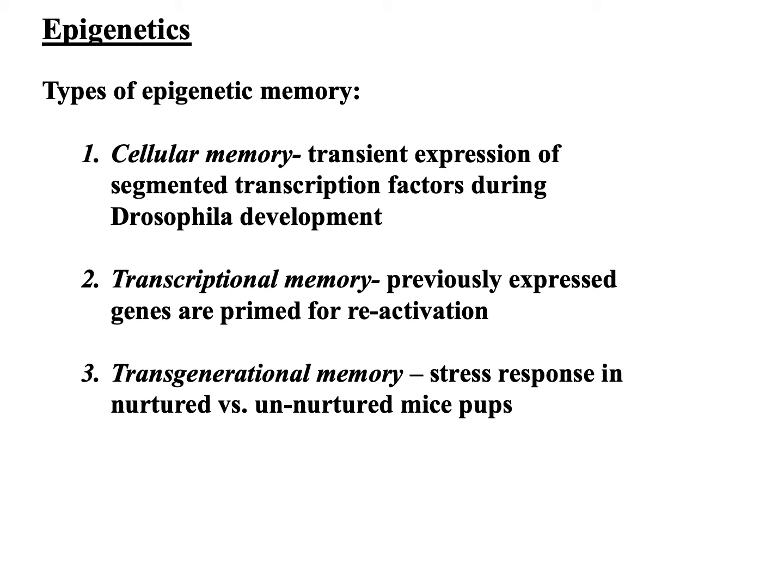Mitotically heritable transcriptional states are established during development, and these states are carried on into subsequent cells that arise from that given cellular state. The best example of this is that patterns are maintained. So, for example, cellular memory includes things like heart cells only expressing the genes that are required for heart cells to function, and liver cells only expressing the genes that are required for liver cells to function.